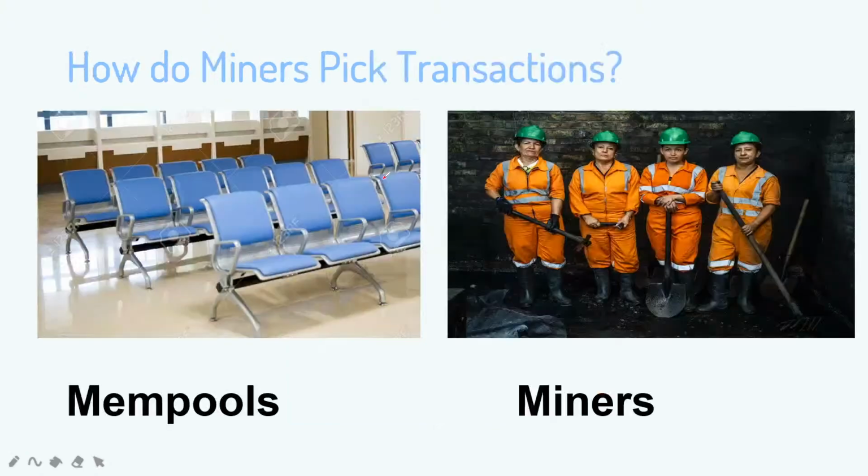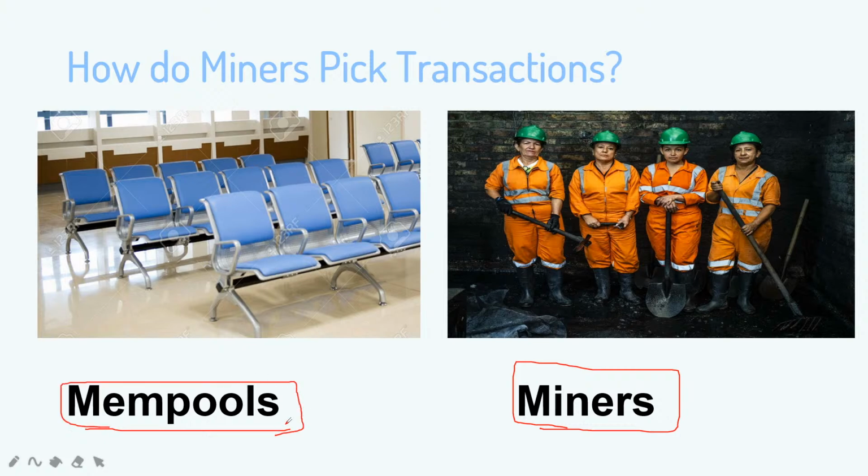Okay, and then next we will see about miners, the miners picking transactions. Miners picking a transaction is nothing but, we have this mempool. Generally we know what miners are: miners mine gold or other things underground, right? So here we have mempools. What the mempool is, I will tell you now.